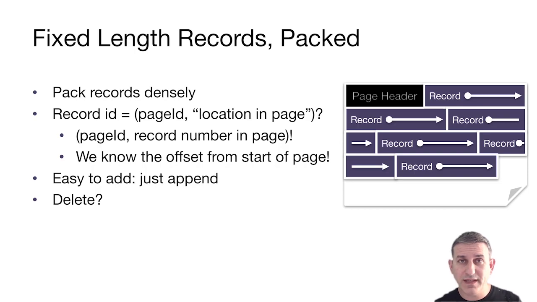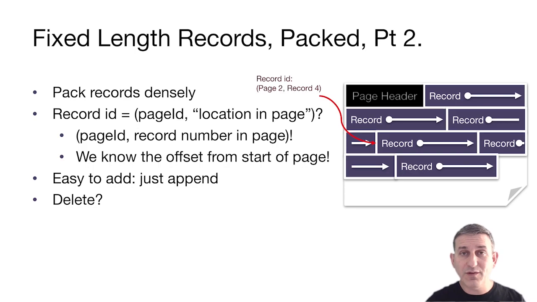All right, we're ready to look at our first page format. This is for fixed length records in a packed layout. Now, the records are going to be packed densely on the page after a fixed length page header. We need to, for each record ID, calculate the location of that record on the page. Remember that a record ID is page ID, comma, location on page. With fixed length records, it's pretty straightforward. We can just store the record ID as an offset: record number 1, record number 2, and so on.